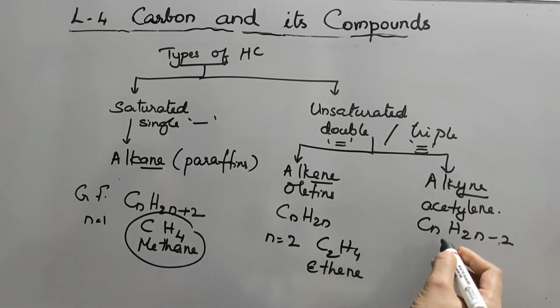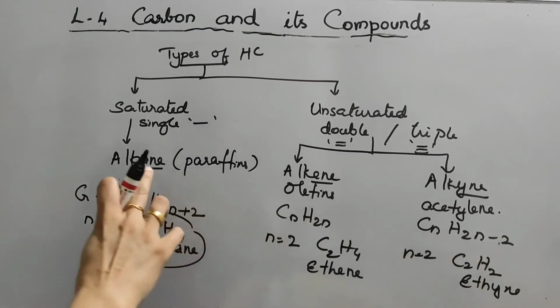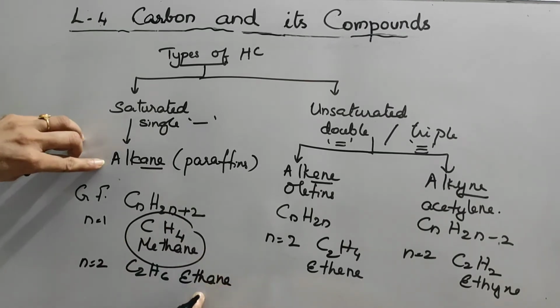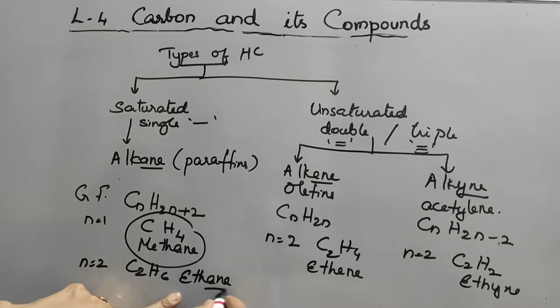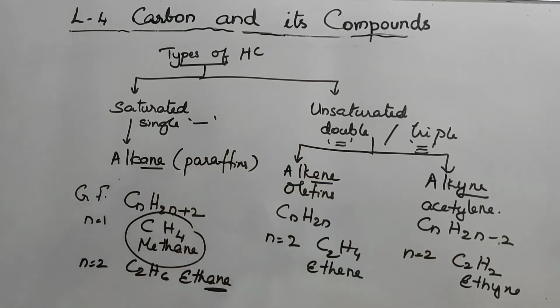And here also n is equal to 2. What will come? C2, H 2 into 2 minus 2 is 2. This one is ethyne, YNE, the same as ANE and ENE. The second member of alkane, n equal to 2: C2, 2 into 2 is 4, plus 2 is 6, ethane. In the case of alkene and alkyne, the first member is ethene and ethyne.